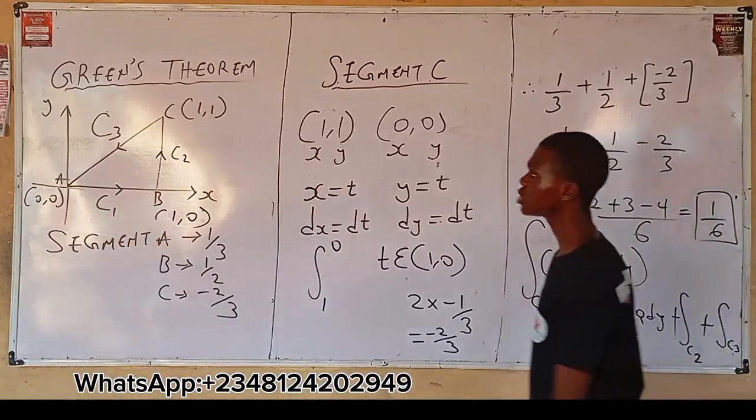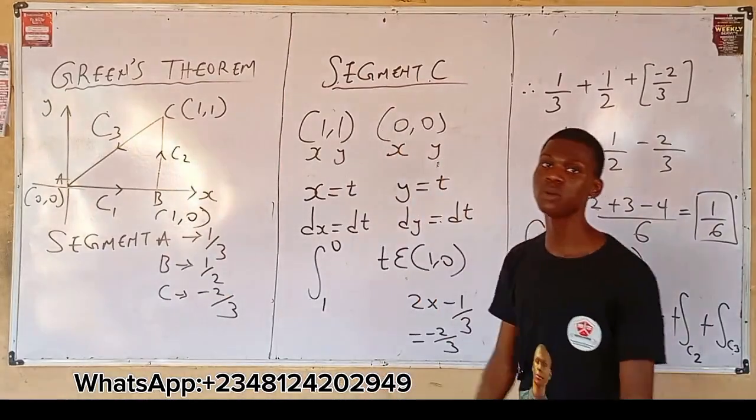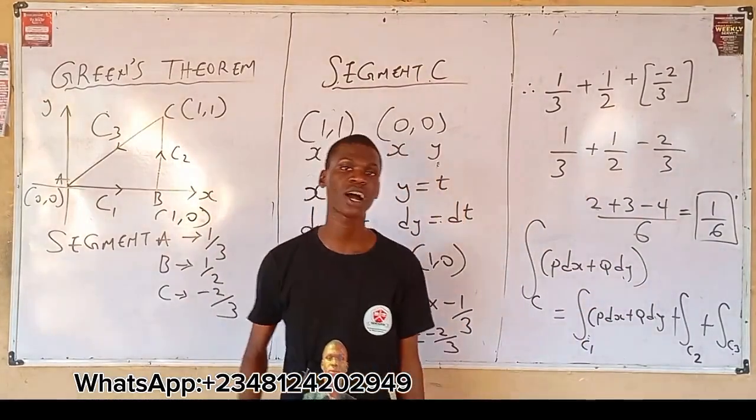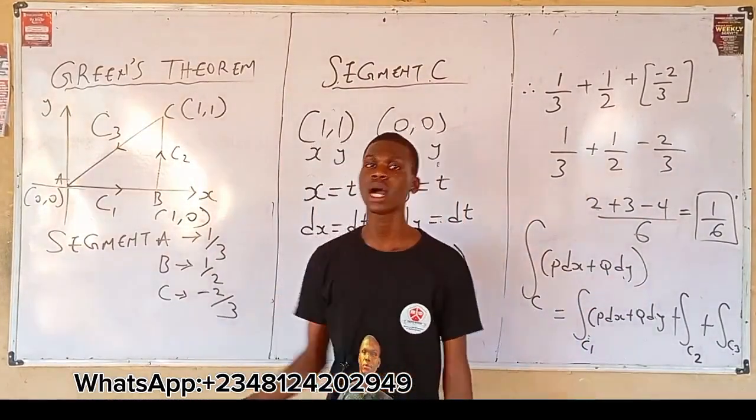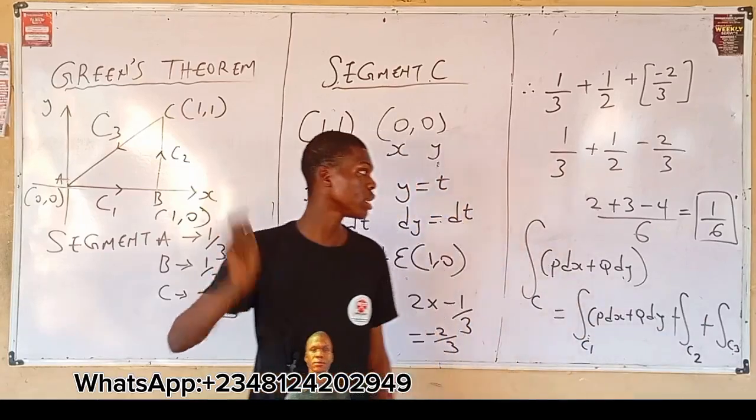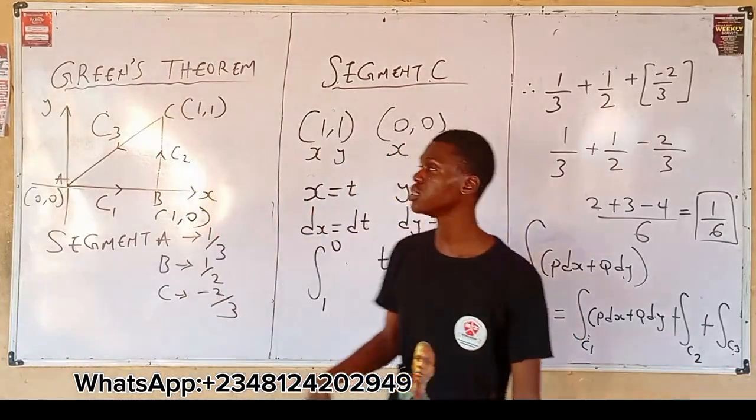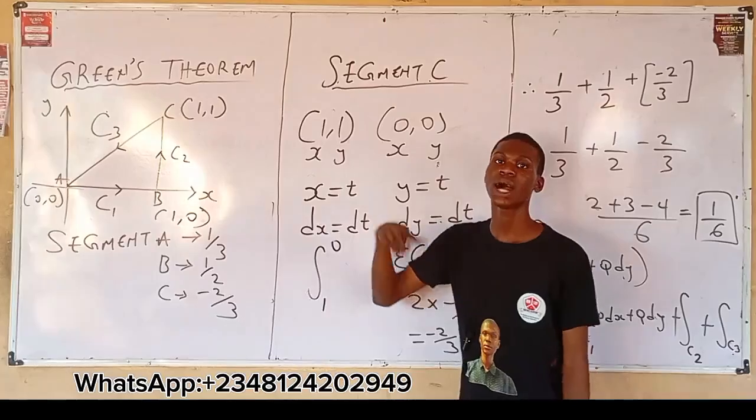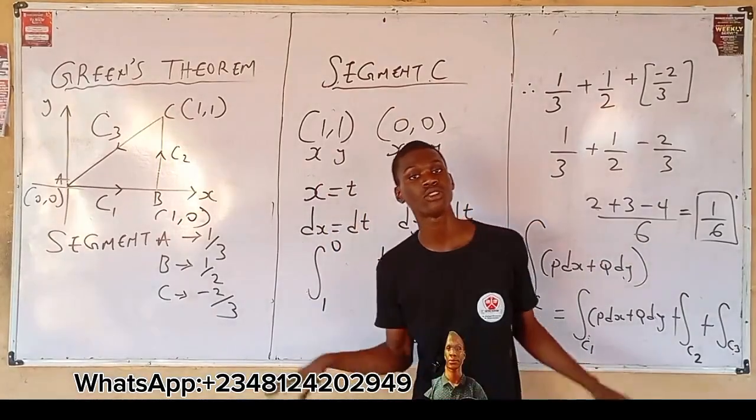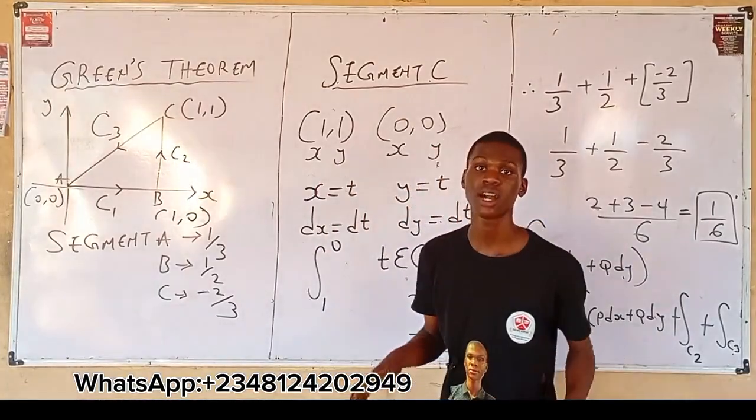To now show that this question verifies Green's theorem, if by the time you use the double integral you are getting 1 over 6, it means it verifies Green's theorem. Otherwise, it does not verify Green's theorem. I'll be dropping the link to the double integral of this question in the description below. By then, if we get 1 over 6, it means this question verifies Green's theorem. If we are not getting 1 over 6, it means it does not.